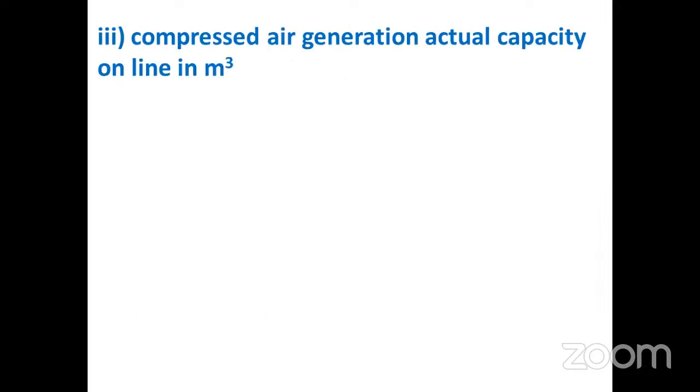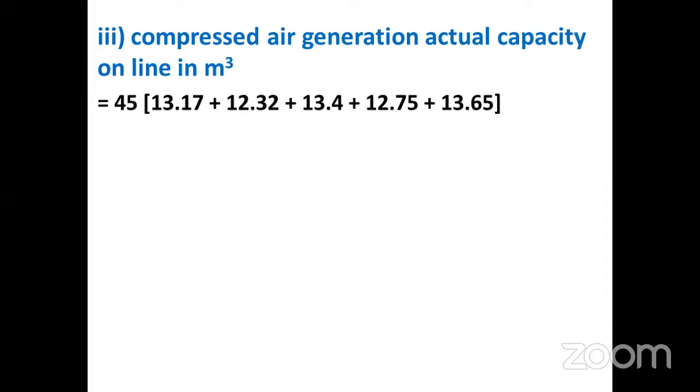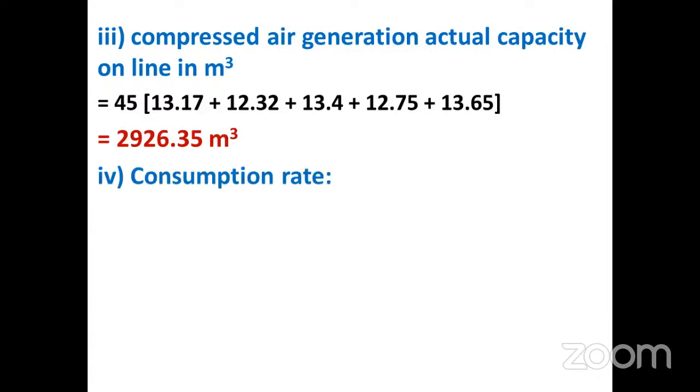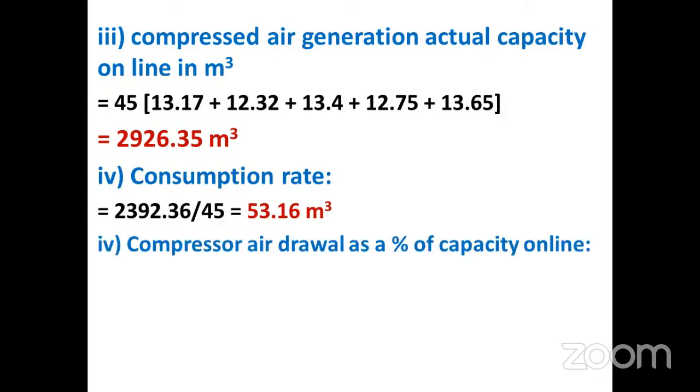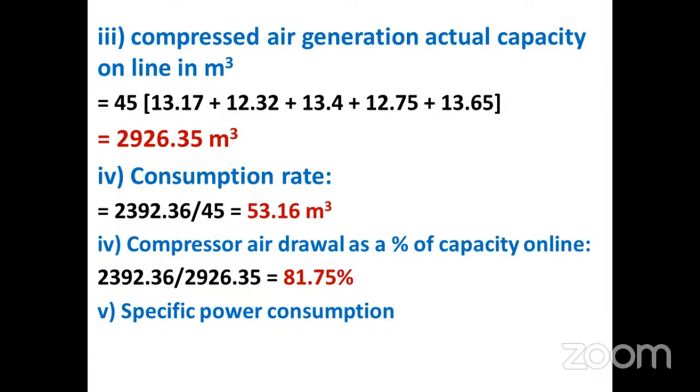Compressed air generation at actual capacity online. Air generation will be 45 into, multiplying everything, we get this one. Consumption rate is equal to, meter cube for 45. This is for 45 minutes, sir. So this one is for per minute.